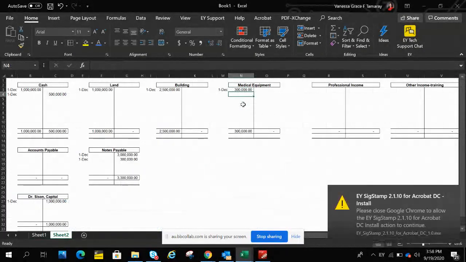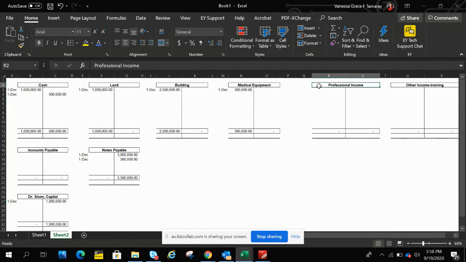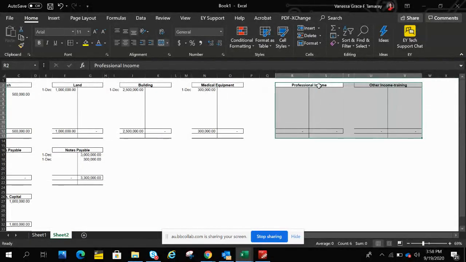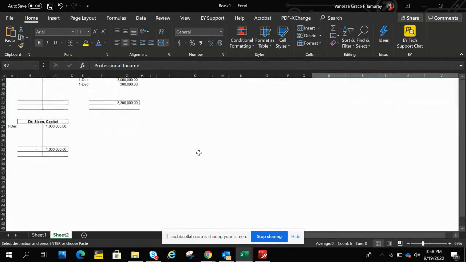And the next, medical supplies. Ito, baba na nga lang natin ito. Mga professional income.